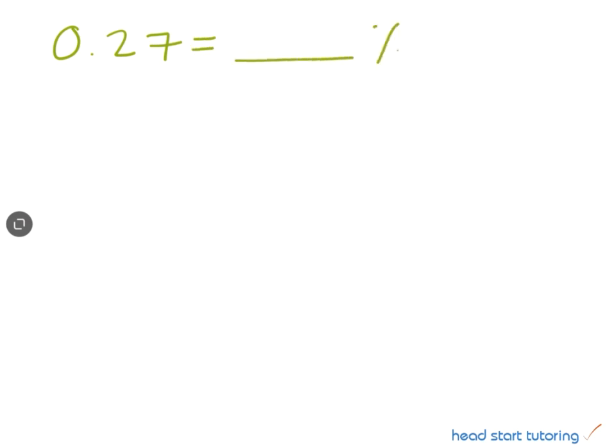When we are converting decimals into percentages, we need to multiply that decimal by 100. It's as simple as that. So we multiply our decimal by 100. So we go from our decimal point and we go 2 places to the right. So our decimal point ends up after the 7. So we end up with 27.0% or 27%.